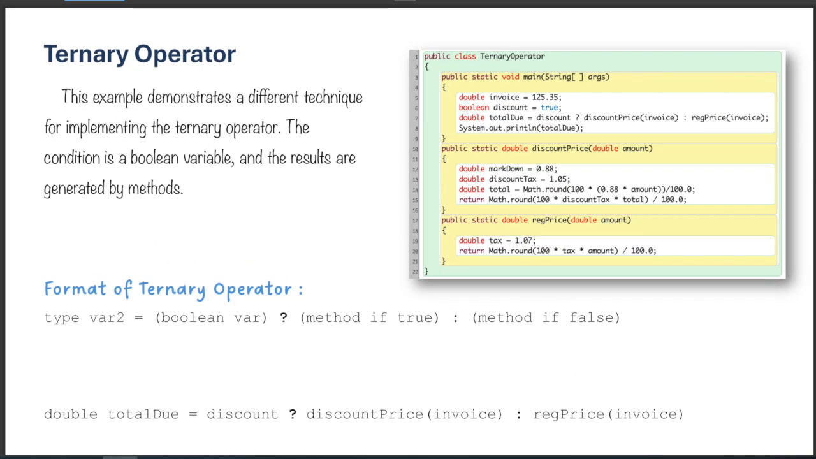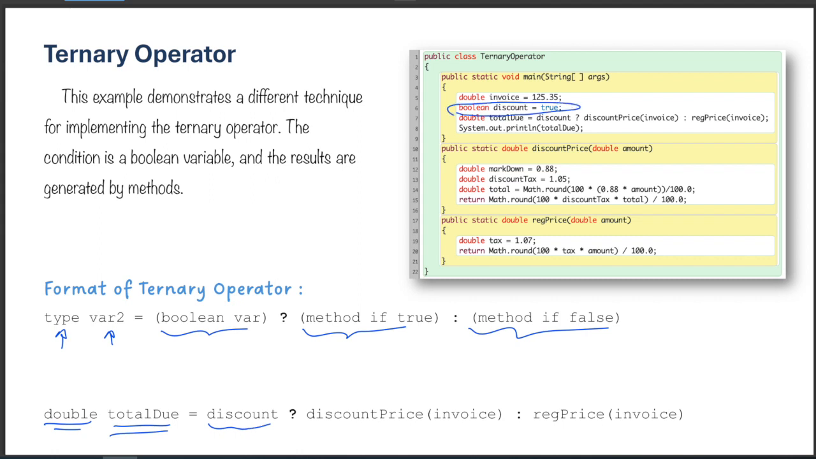So we'll continue with the ternary operator, but the only difference is instead of using simple strings or values as the true result or the false result, I've put methods in their place. So here we have a type again, and this time the type we're using is a double. Our variable is total due, so we're talking about money. And our Boolean expression is now just a variable. The variable is called discount, and we see that discount holds either true or false.